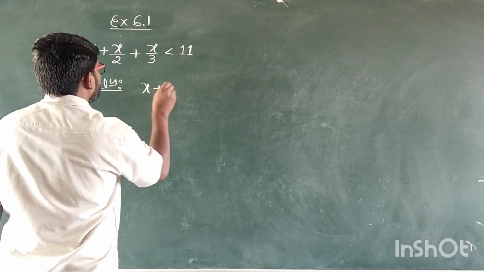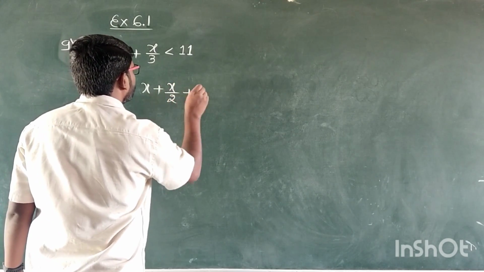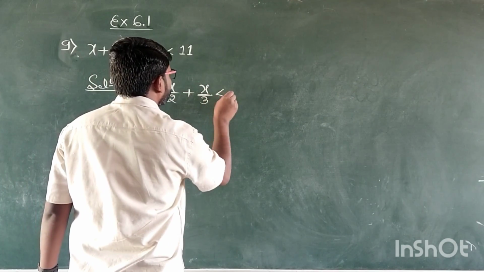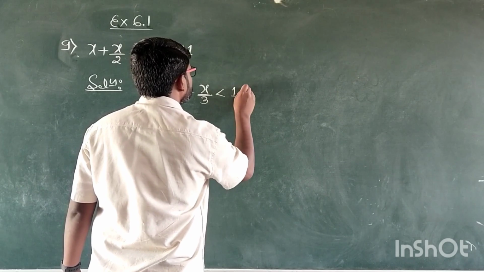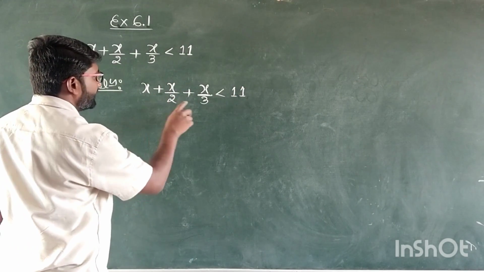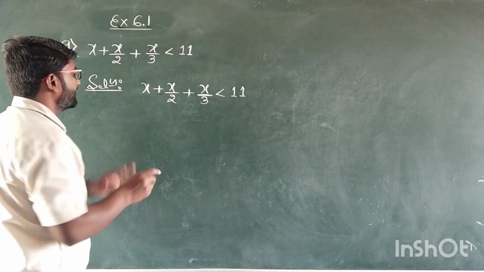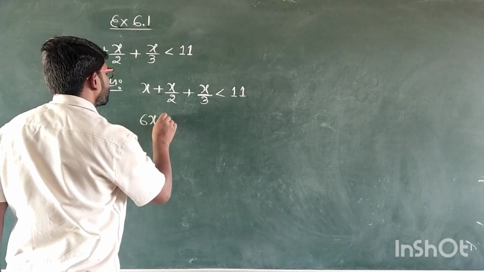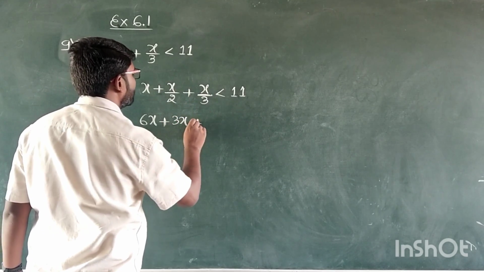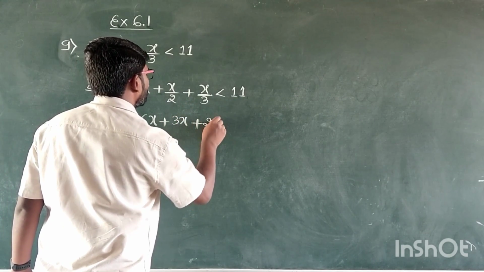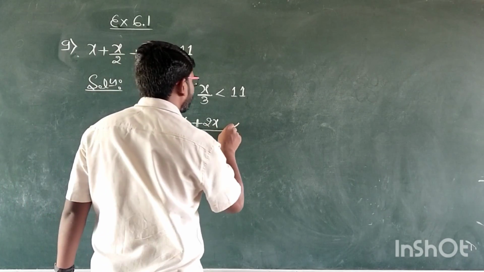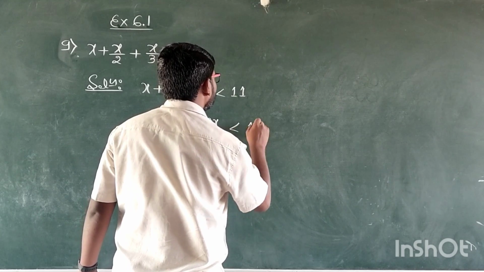x plus x by 2 plus x by 3 less than 11. So now take up the LCM here. It is going to be 6. 6 will be multiplied with x. We get 6x plus 2 3s are, we get 3x plus 3 2s are, it is 2x, then whole divided by 6, less than 11.